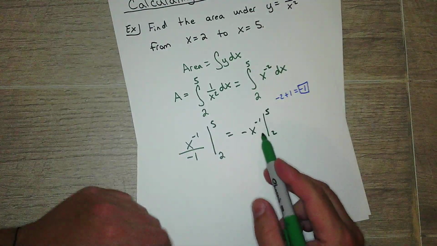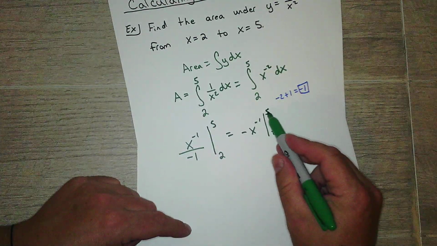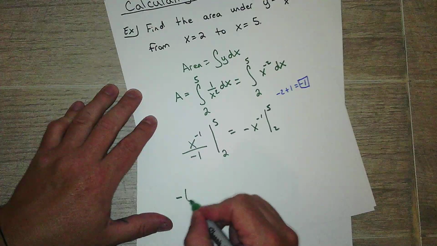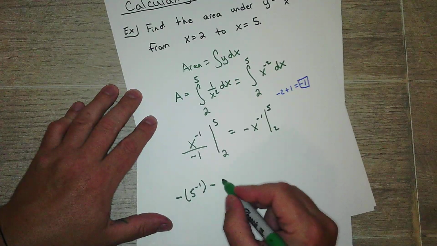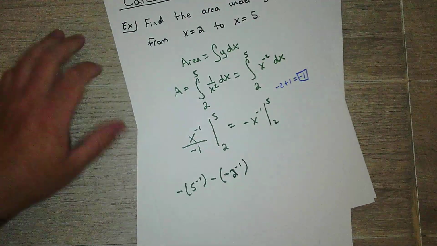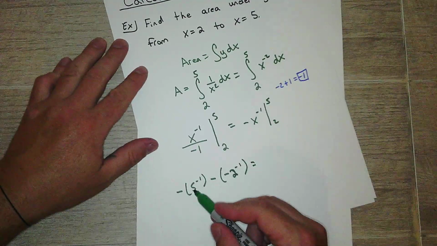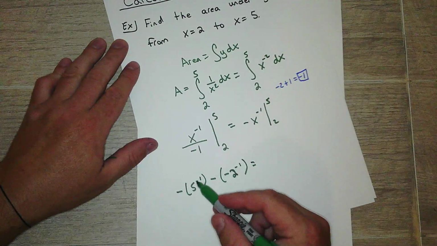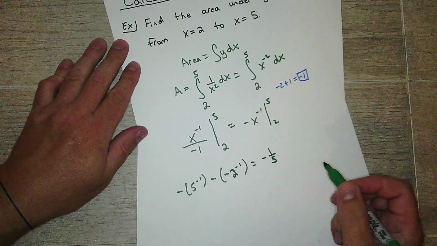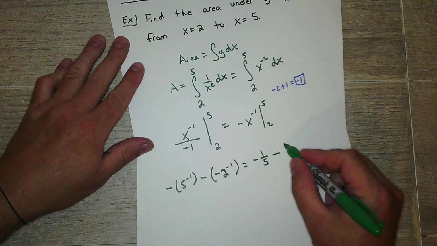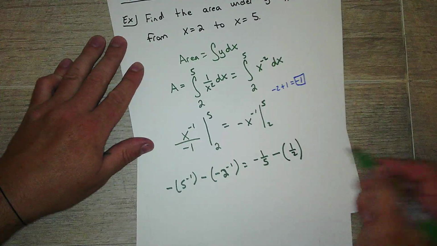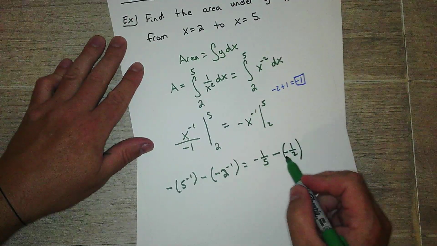Do you remember how to evaluate? Yep, it's this one goes in minus this one. So we get negative 5 to the negative 1 minus negative 2 to the negative 1. A lot of negatives here, so be very careful. Remember, a negative exponent is 1 over. So negative 5 to the negative 1 is the same thing as negative 1/5, minus, and then this is negative 1/2. Oops, put my negative there. Now we have a double negative.